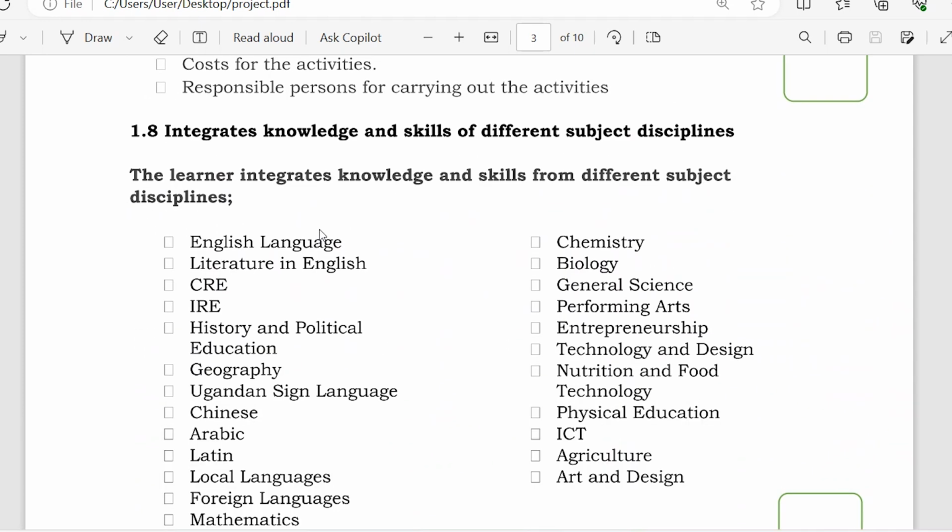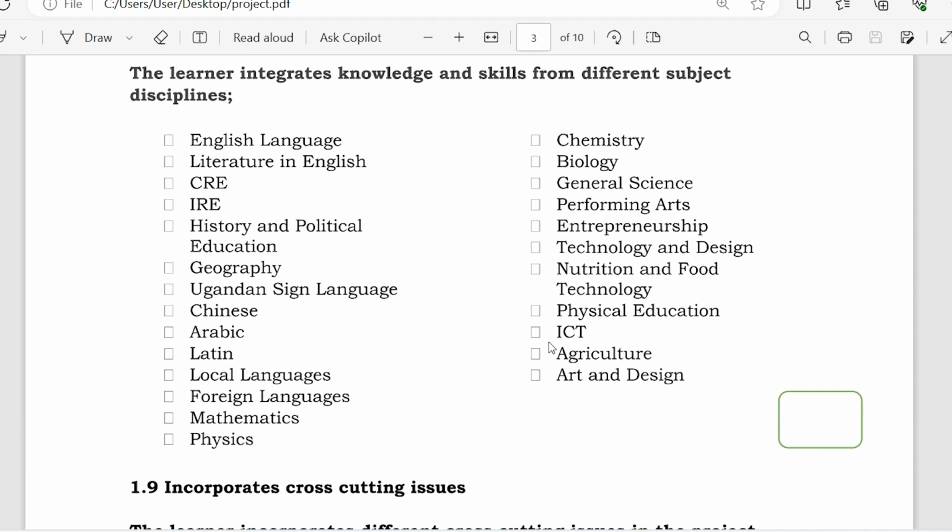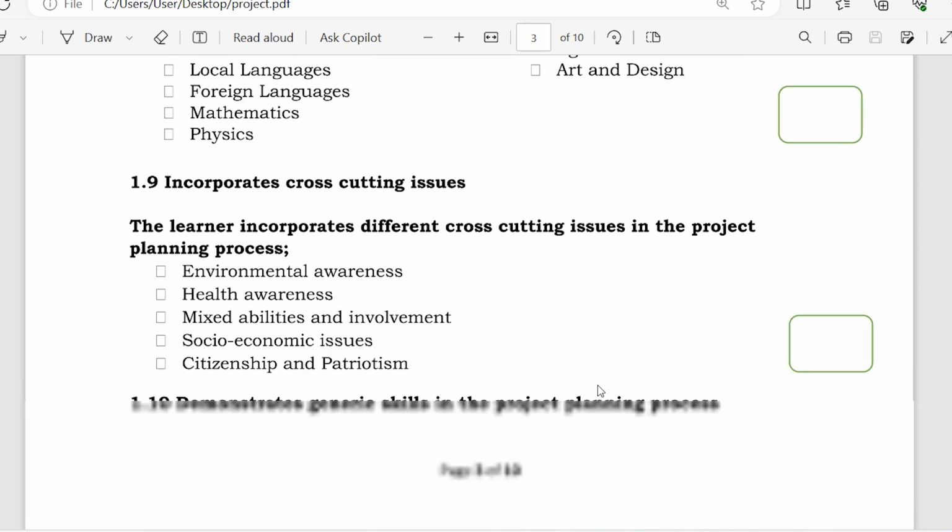When it comes to integrating knowledge, there's part of agriculture, there could be part of chemistry, manuring, there could be ICT when typing, there could be English while making the report, there could be local language when you're asking or consulting external people. Based on what you see, you tick them. There could be some math, analyzing data, there could be designing the garden, so there's some art and design, and many others.